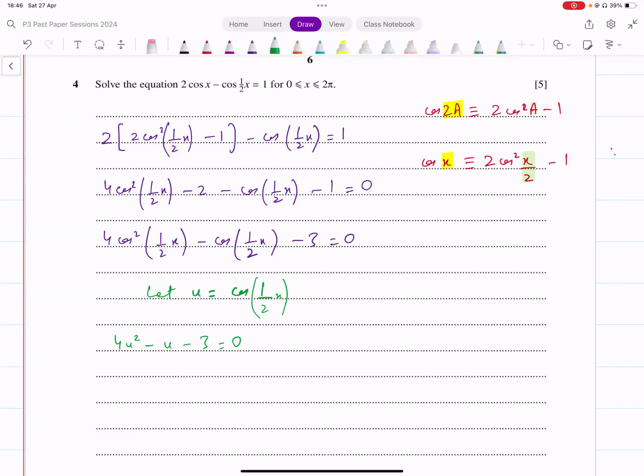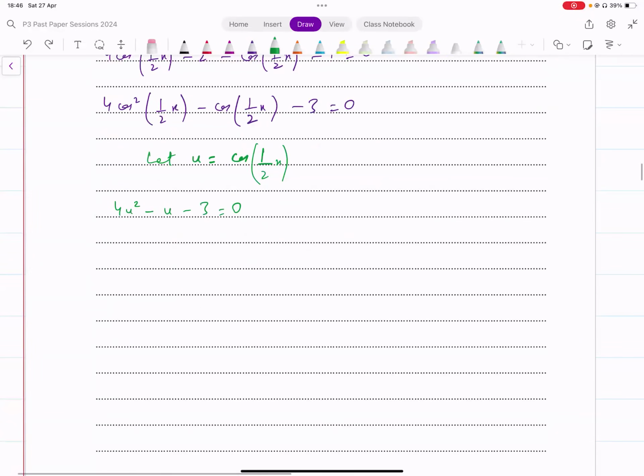You'll get some values for u. Once you've got the values for u, you put the substitution back and solve it like a trigonometric equation. So we've got this quadratic. How do we solve this? Can we factorize this? This can be written as 4u squared minus 4u plus 3u minus 3 equals 0. When we break the middle term, we take 4u common, and the factors are going to be 4u plus 3 and u minus 1, right? These are the two factors that we get. And that means u is either equal to minus 3 over 4 or u is equal to 1.